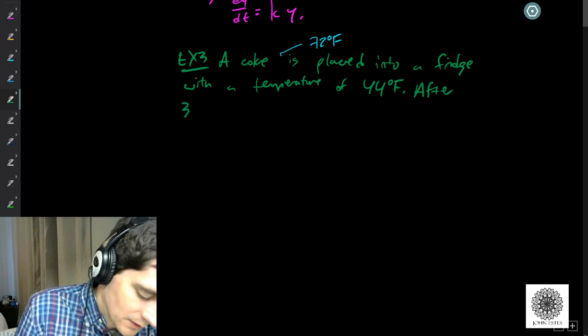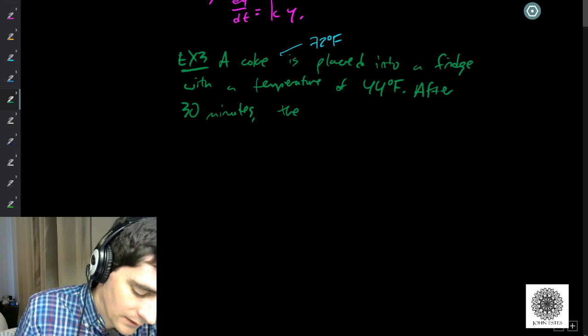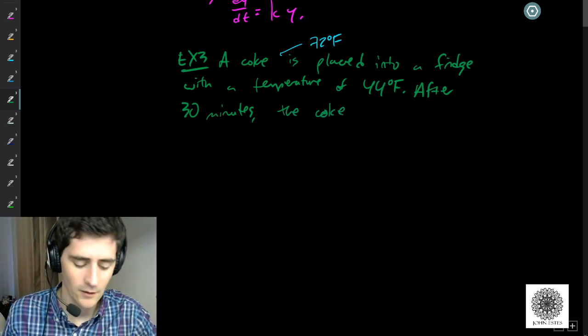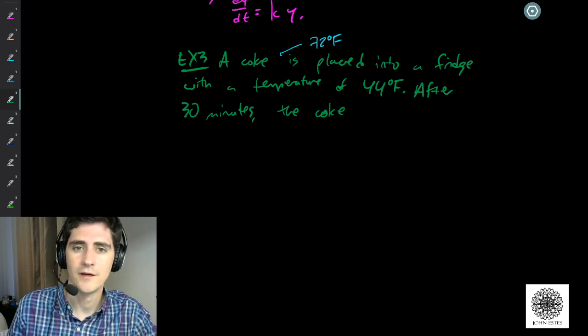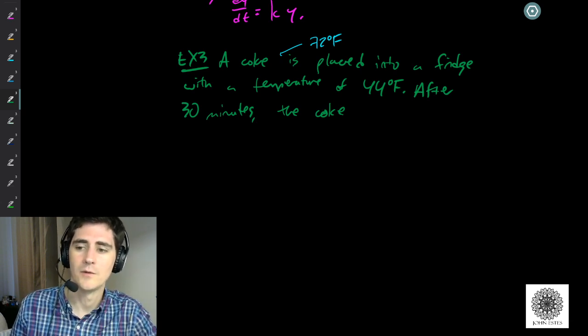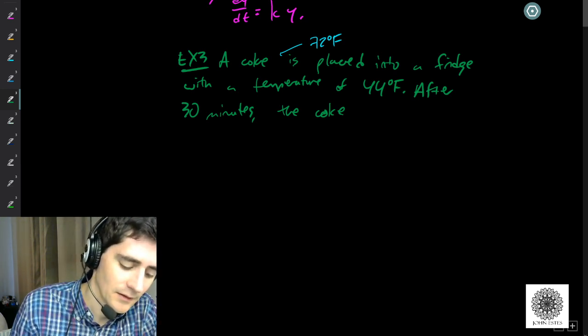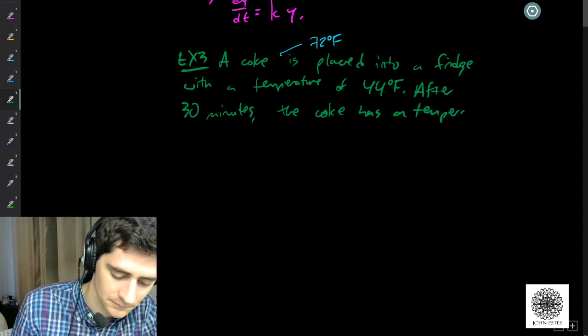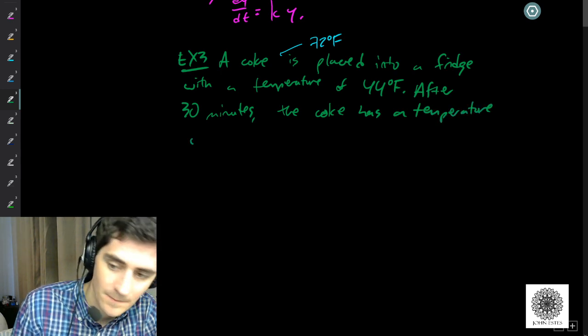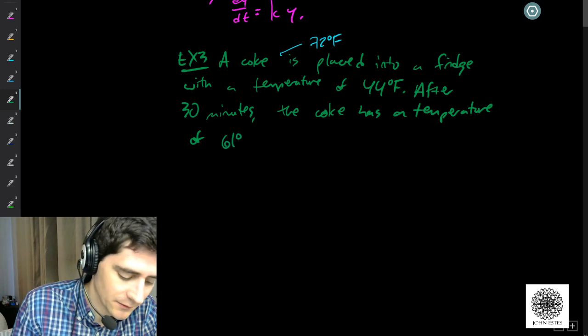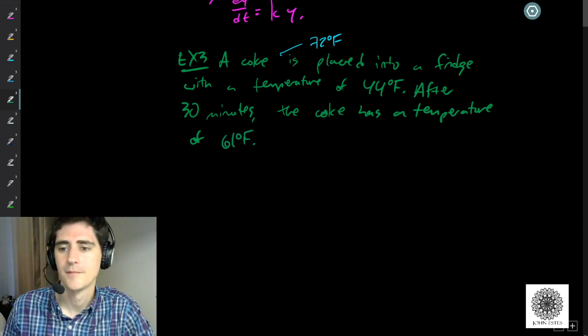So after 30 minutes, the Coke, and I'm saying that with a little bit of a rebellious heart, right? We're in the South, we have to say Coke. We cannot say soda pop. So after 30 minutes, the Coke has a temperature of 61 degrees Fahrenheit, like that.